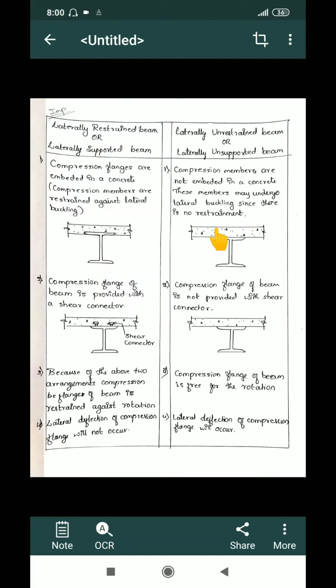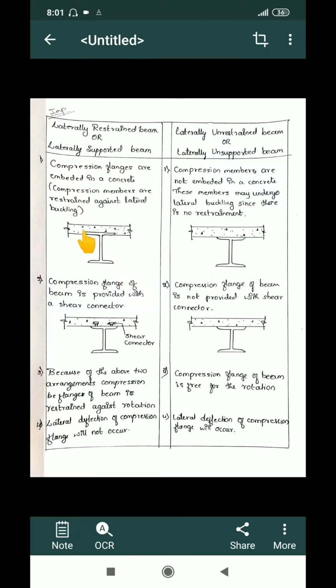And if it is the unrestrained type, like this, if I provide a beam and above this beam I provide the concrete slab, and I just fit it, either as a simple support, or I weld it, or I provide nails into it, then with this arrangement the universal beam is able to buckle in a lateral direction.